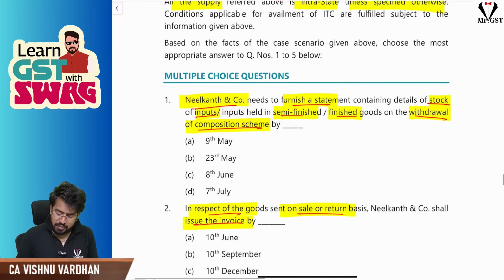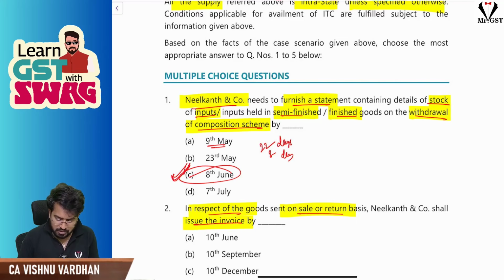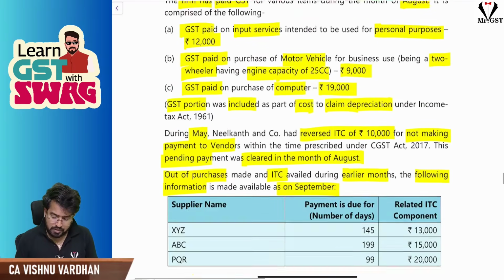So from 9th May, 30 days means 22 days still pending in May, and you need 8 days in June. So 8th June will be the answer. Option C. Right.